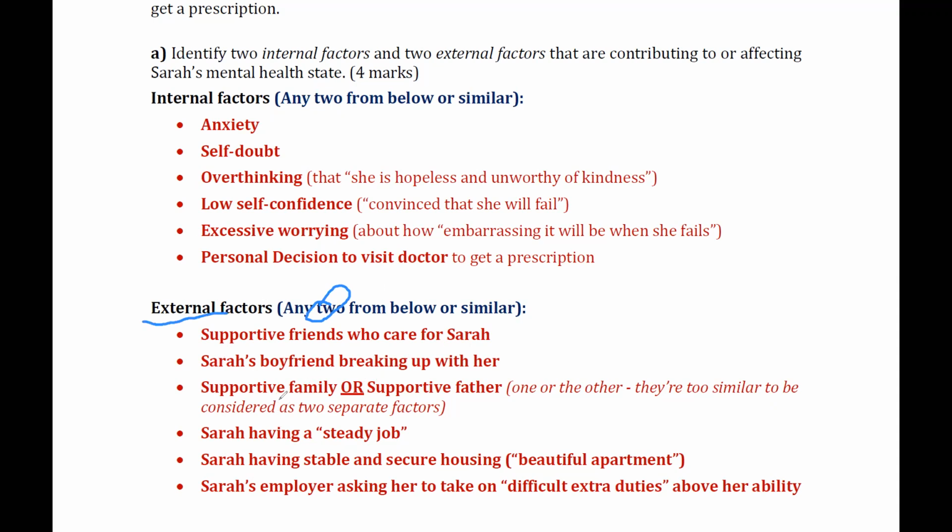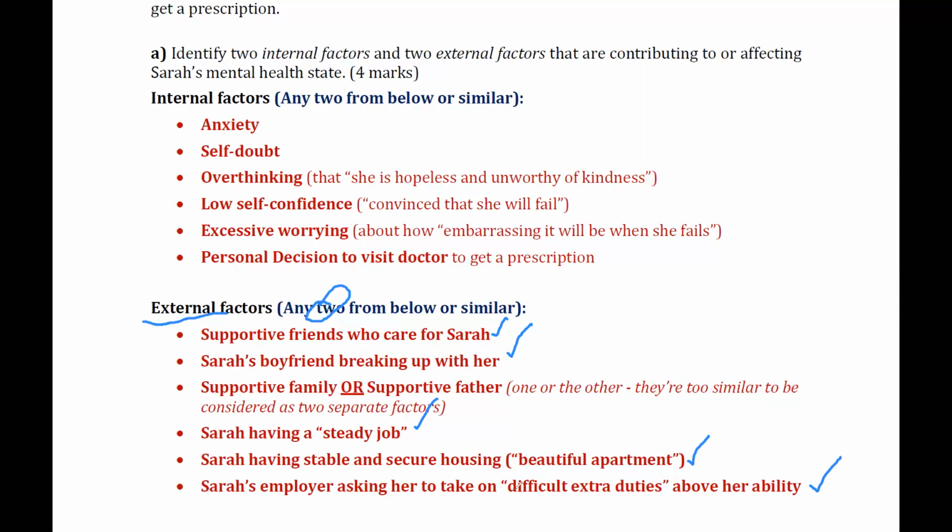So with the third factor here that I've mentioned, supportive family or supportive father, the reason that I've mentioned that you should only talk about one or the other but not both is that if you were to write both of these as two separate factors, I feel like they're too similar to be considered two separate factors, because the supportive father is a part of the supportive family, if that makes sense. I wouldn't really write these as two separate factors, especially because there's so many more external factors within the scenario that we can refer to. Okay, so I would pick either supportive family or supportive father for this one.